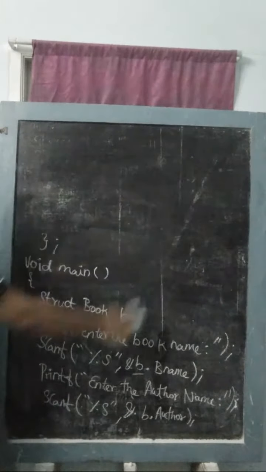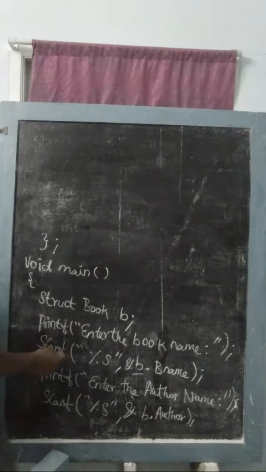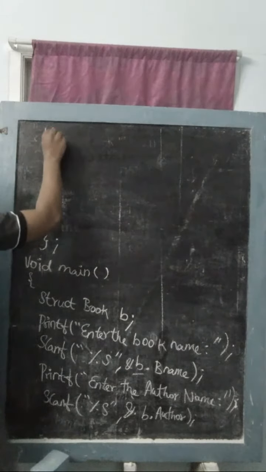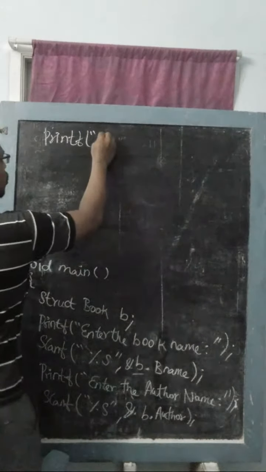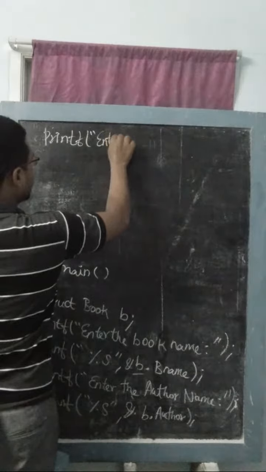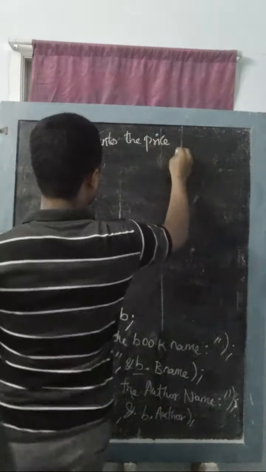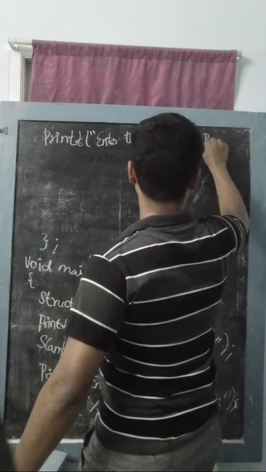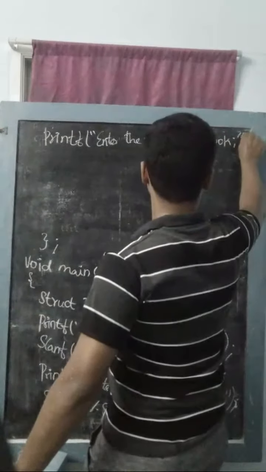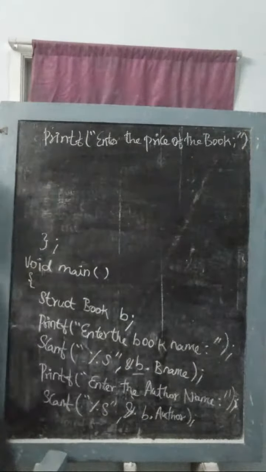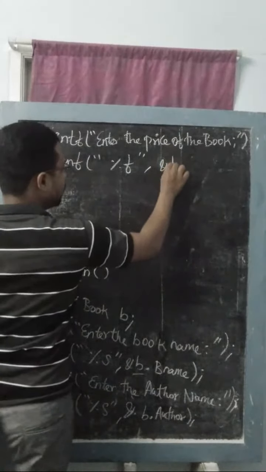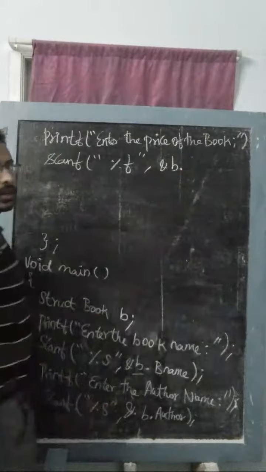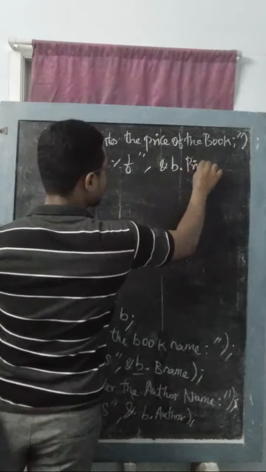Okay. Next I'm just continuing here. What is the next thing we need to do? That is book number, page number. So we need to get the value of the price of the book. So how to get? Let us print, enter the price of the book. We already know the price comes under the category of float. So we have to write scanf, percentage f, and then address of B. B is the object of the structure book, and B dot price, like that we have to write.